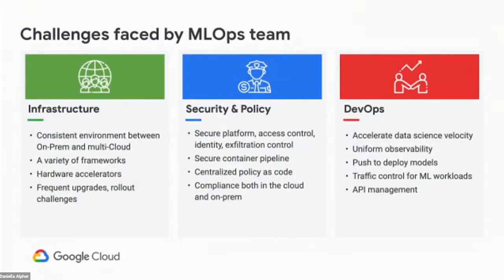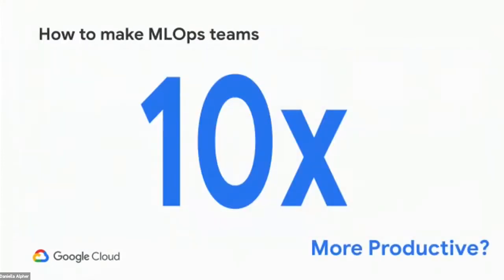The third set of challenges are related to DevOps. We all know that data scientists and data engineers are very, very expensive resources. So how do we make them very productive? How do we increase their velocity? How do we provide uniform observability across your clusters, which may be distributed in multiple cloud environments as well as on-prem? How do you improve the agility of the DevOps environment? These are some of the critical challenges, and we are going to talk about how we intend to solve them.